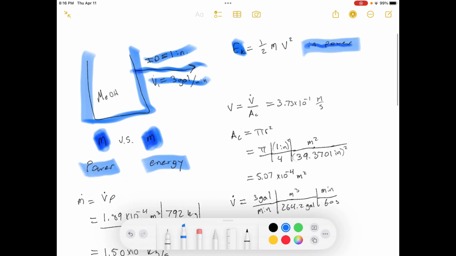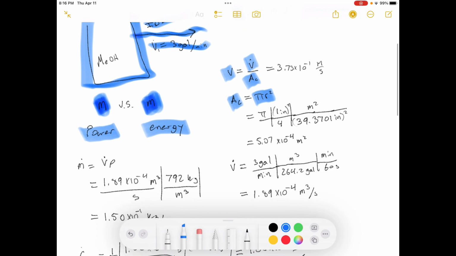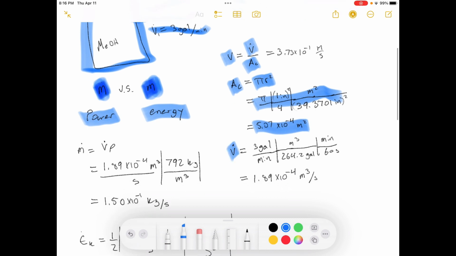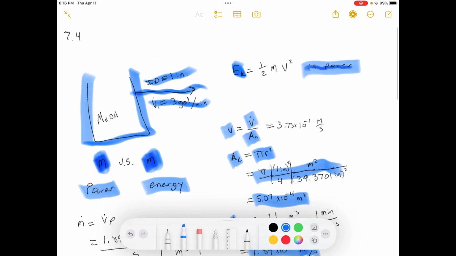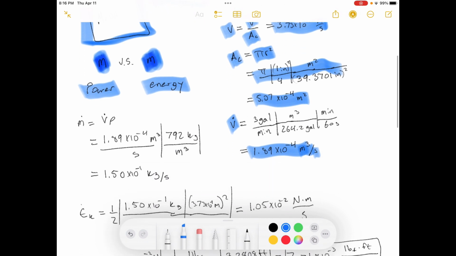Okay, so the first thing you want to do is calculate the velocity of the fluid. You have a volumetric flow rate, and you have the cross-sectional area of the pipe. It is a circular pipe, so the area is pi r squared. I'm going to convert the volumetric flow rate into meters cubed per second. Then we get the velocity of the fluid in meters per second.